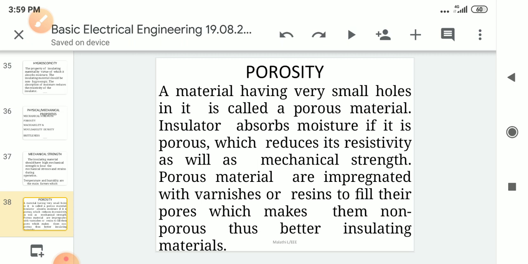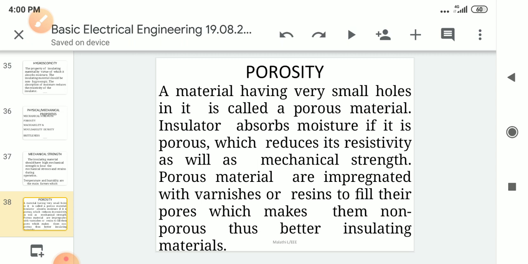Next, porosity. A material that has very small holes in it is called a porous material. Every material has some small holes. Insulation material absorbs moisture if it is porous, which reduces resistivity as well as mechanical strength. Porous materials are impregnated with varnishes or resins or some paints to fill their pores, which makes them non-porous. Then it will give better insulating property, right?